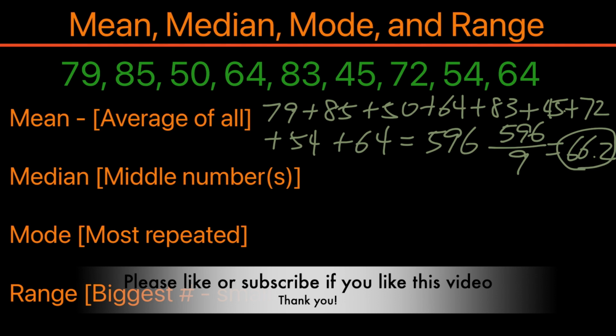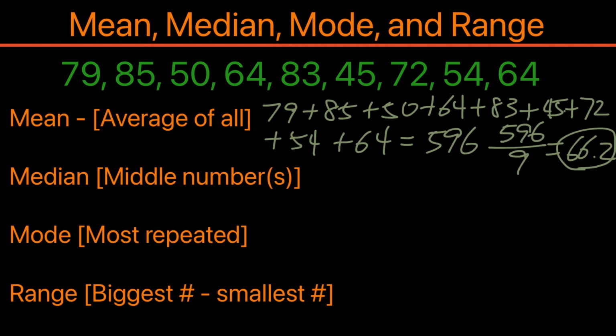Now for the second example, we have median. Median is the middle number. It depends on how many numbers there are in the middle of the entire data set. We would list that as the median. To find the middle number, we need to list them out in order.